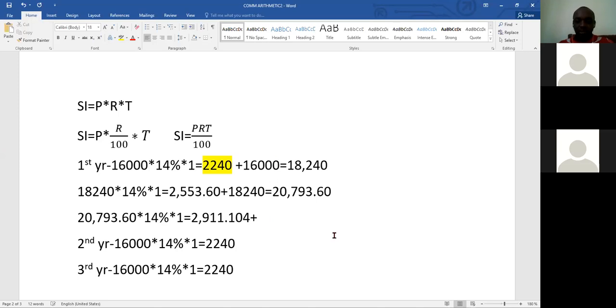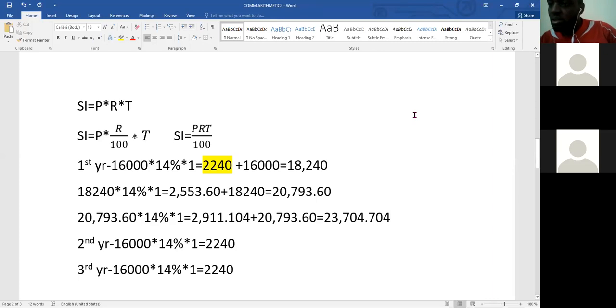Okay. So then this one I'm now going to add it to this to see what I'm going to get. So I say plus 20,793.6. And so I'm going to get 23,704.704. So this is what I'm going to get. So this is what is called compound interest.